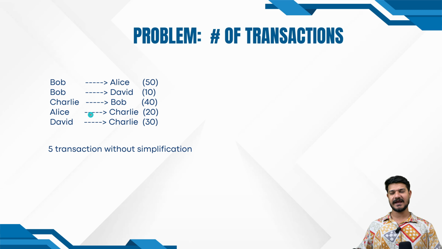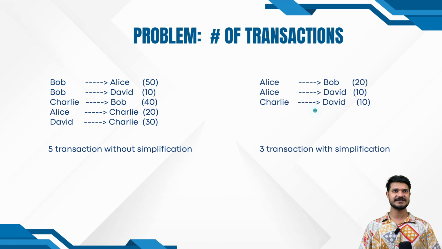So if you just tell people to complete the transactions, like pay off their debts, there'll be like 5 transactions. Like Alice would have to pay back Bob 50, similarly David, Bob, Charlie, and Charlie again. So in total you see there are like 5 transactions. But if you simplify this, it only reduces to these 3 transactions. You don't have to go through 5 transactions.